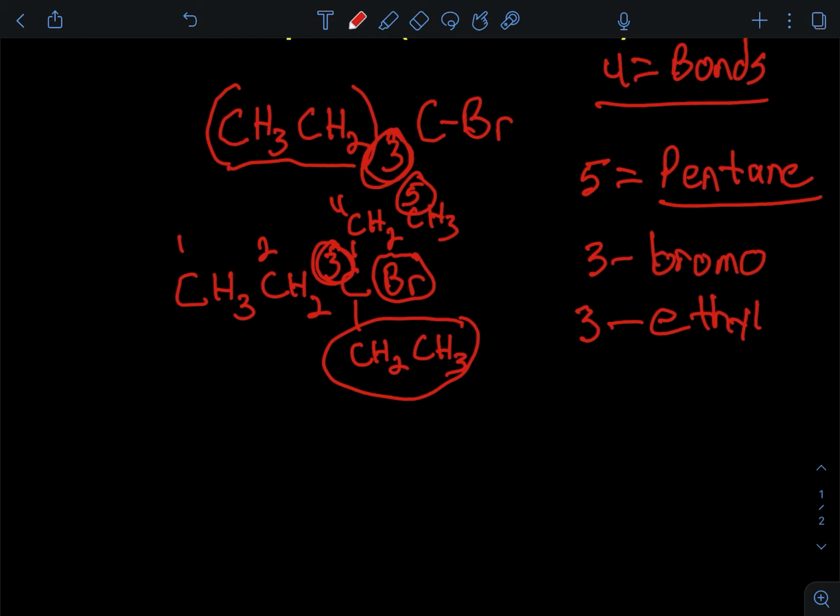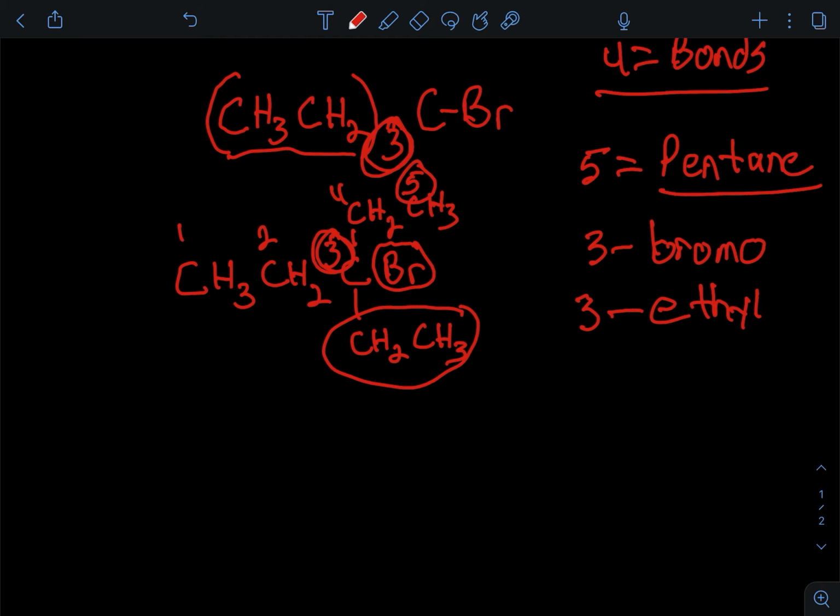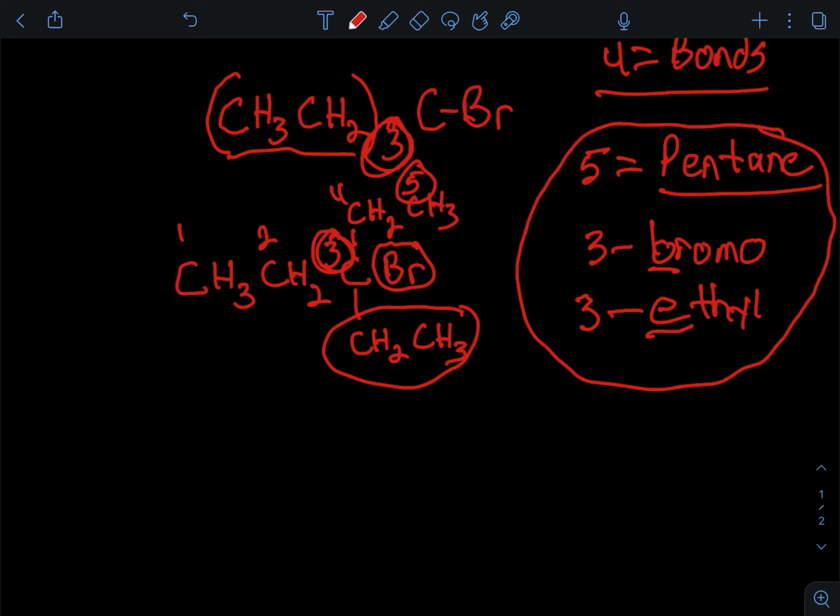So how would you put all this together? Well, anytime you have a halogen, which is what bromine is, versus an alkyl group, which is what an ethyl, a methyl, or a pentyl will be, you do it by alphabetizing it. So B comes before E. So you literally take all this, put it together by alphabet. So you go 3 bromo hyphen 3 ethyl and pentane.